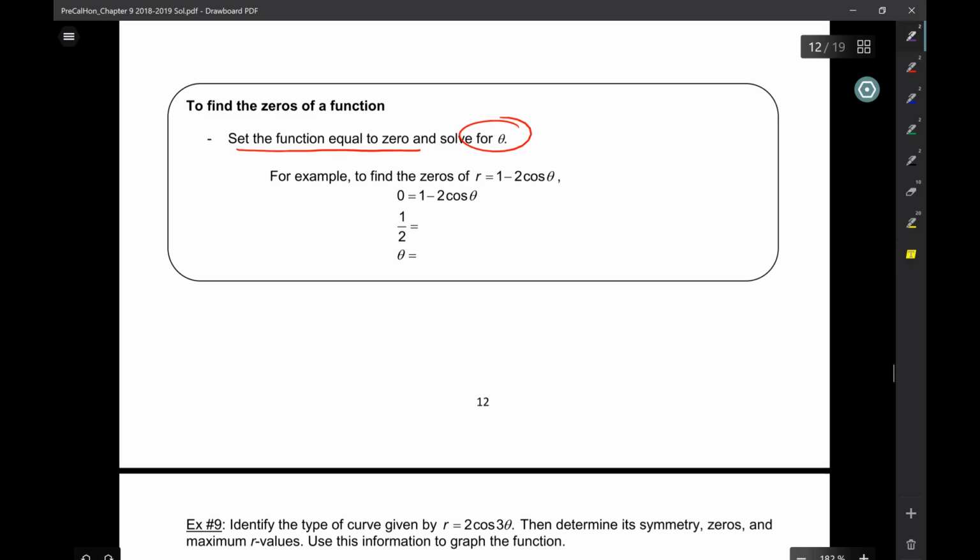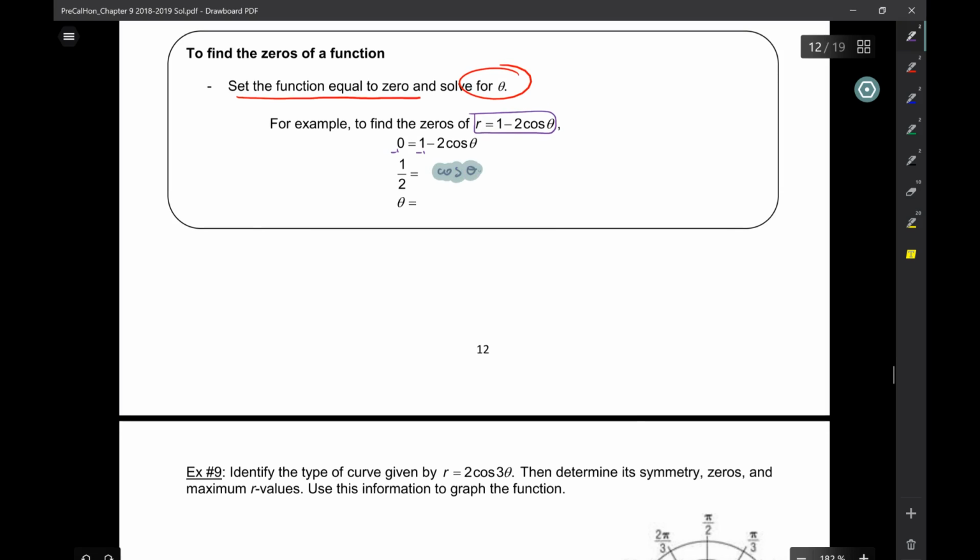Chapter 4 all over again, 4.3. Oh no, was it 5.3? Okay. So you say 1 minus 2 cosine theta is equal to 0. And then you subtract 1, divide by 2. So 1 over 2 is equal to positive cosine theta. So what's theta? Where is cosine equal to 1/2? Pi over 3 and one more, 5 pi over 3. So it's at pi over 3, 2 pi over 3 it's not, 4 pi over 3 it's not, but 5 pi over 3 it is.